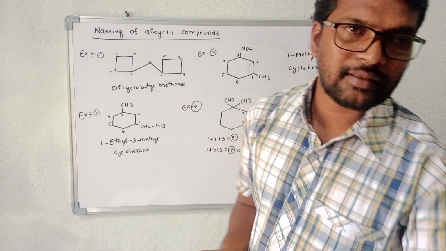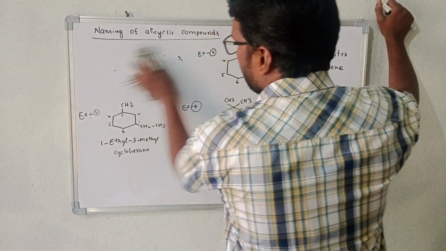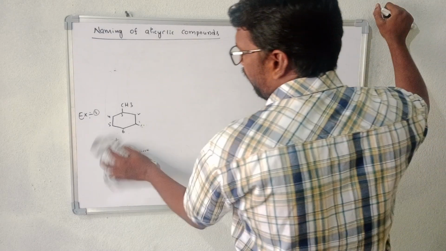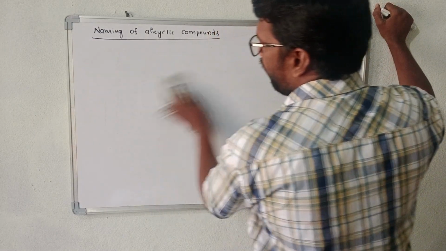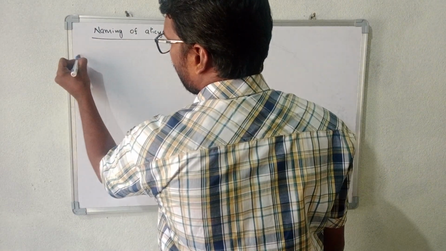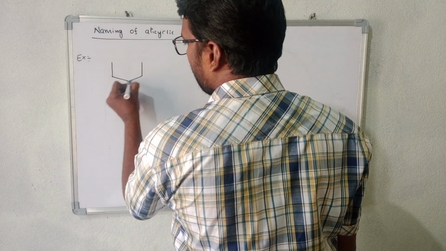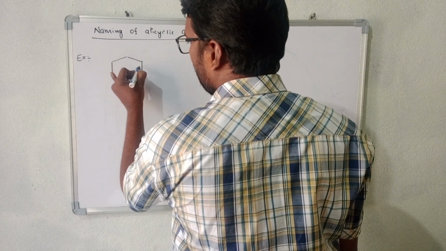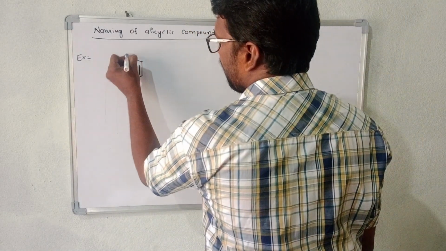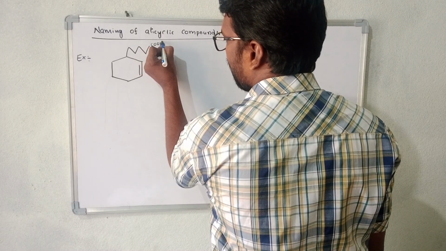It is also one example of an alicyclic compound. Right. Now some more examples we have to take. Now I take another example. Here I take a cyclic ring, but the cyclic ring contains unsaturation, that means a double bond is present, and here I take a side chain also. Here a side chain is also present.